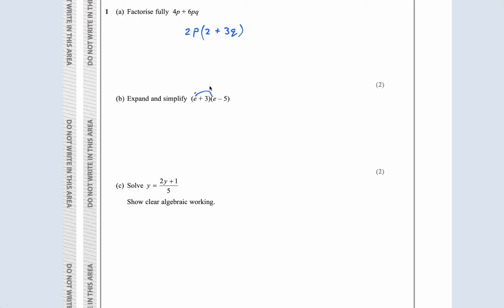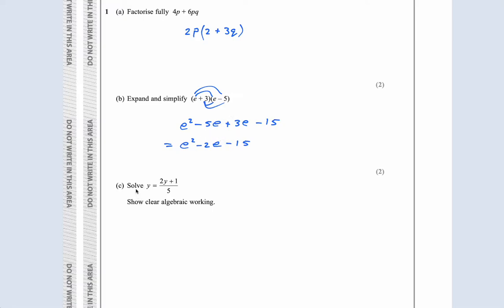Okay, part B. This times this, this times this, this times this, this times this. Hopefully you've seen many of these, guys. So e times e is e squared. E times minus 5 is minus 5e. 3 times e is plus 3e. 3 times 5 is minus 15. And this equals e squared minus 2e minus 15.